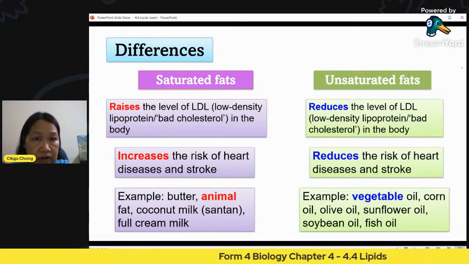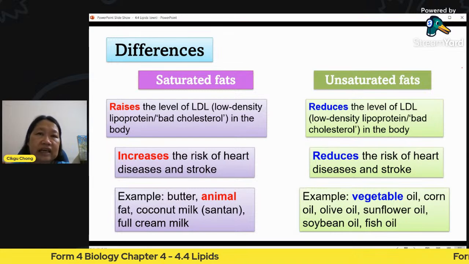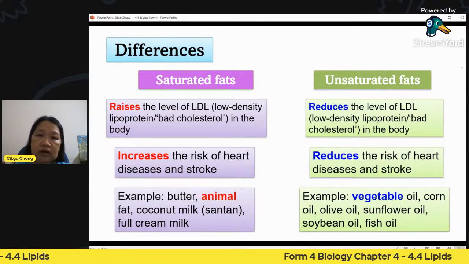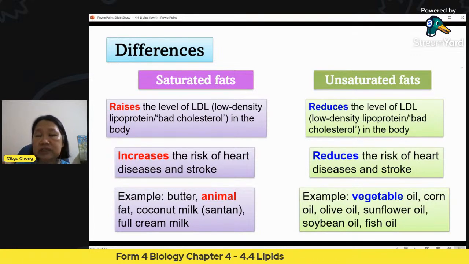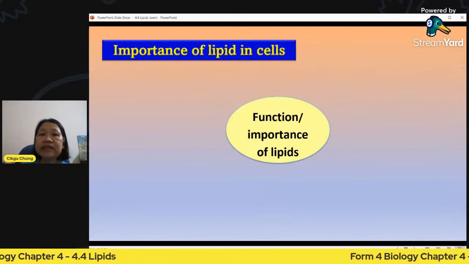Fish, even though it's animal, but this is good oil. So you get the omega fatty acids, omega-3, omega-6, and all that. They are good for the heart, because it reduces the level of LDL. It does not clog your arteries. And lastly, let's look at the importance of lipid in cells.